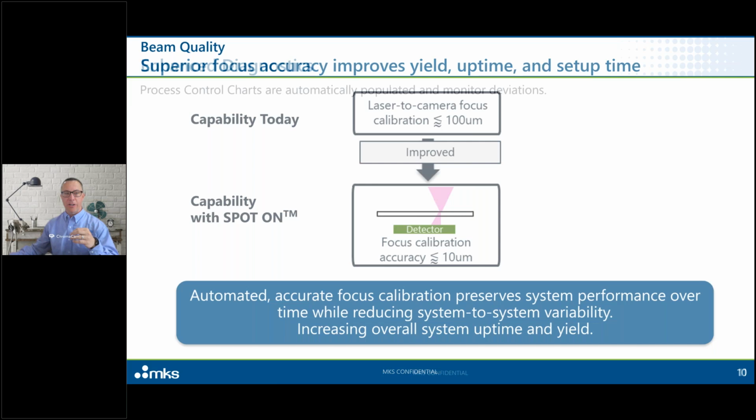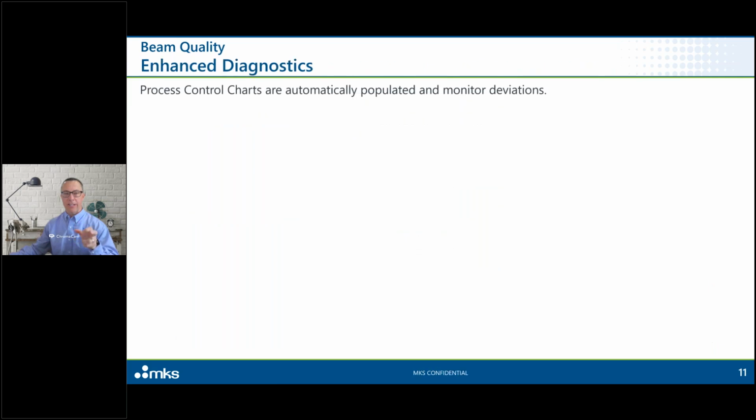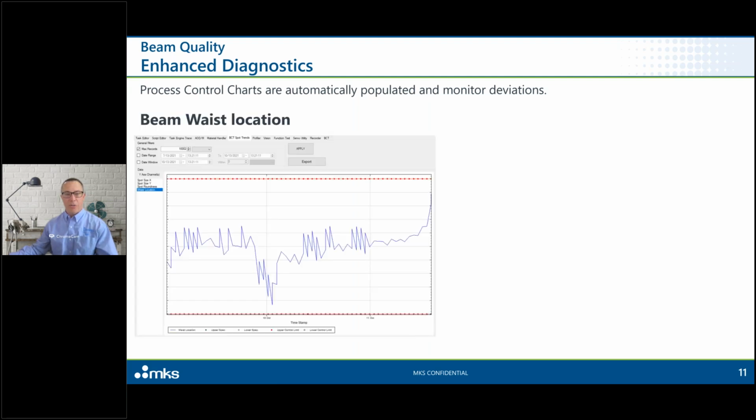I alluded to earlier that we are collecting these spot metrics over time, all the characteristics of the spot, things like circularity, spot size, focus location, and we are creating process control charts with Spot On. They're automatically created, automatically populated, and what they allow you to do is evaluate and monitor any changes in the spot, any deviations from the mean.